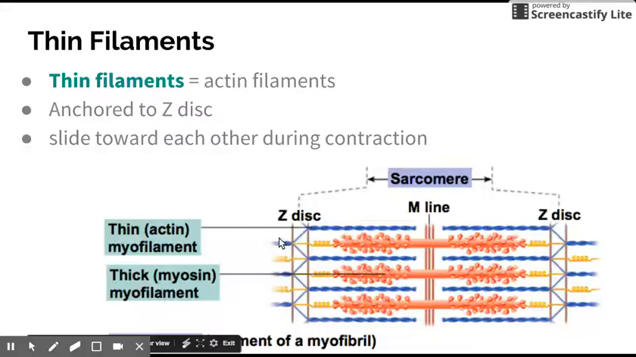Again, these will help form our light bands, those I bands as well. So light bands, notice that this is a whole sarcomere. A whole sarcomere includes one whole section of an A band, but like half of a section on either side of an I band. Thin filaments do not extend all the way into the center of the sarcomere. They do leave that H region where the M line is, that is slightly lighter in that smooth region there.